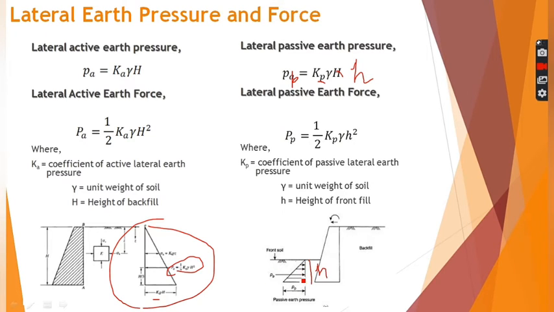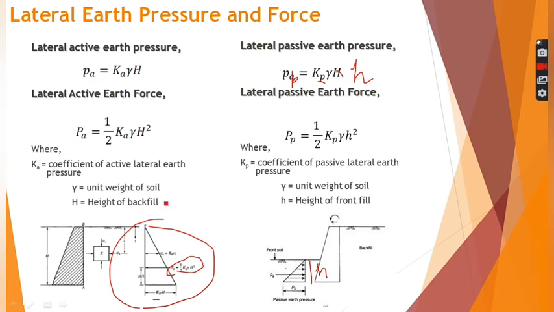The lateral passive earth force will be the area of this triangle, which will be half Kp gamma into h square, where gamma is the density of soil present here and h is this height. So these are the two types of earth pressure, active and passive.